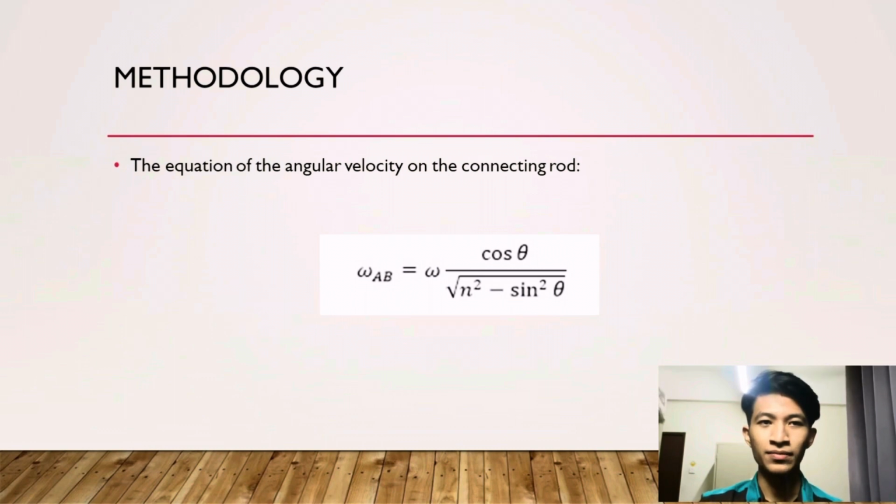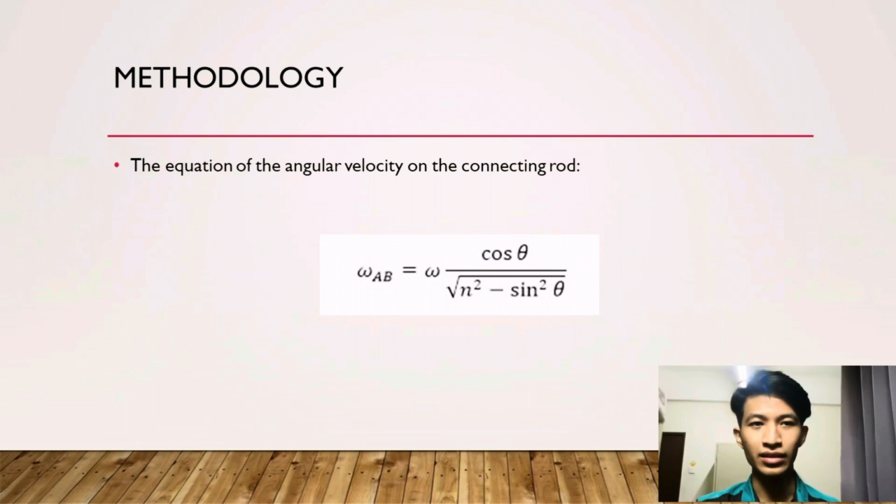In order to calculate the linear velocity of the piston, the angular velocity of the connecting rod is required, and it can be calculated using this equation: ωAB = ω cos θ / √(n² - sin²θ), where ωAB is the angular velocity of the connecting rod and n is the ratio of the connecting rod to the crank rod.